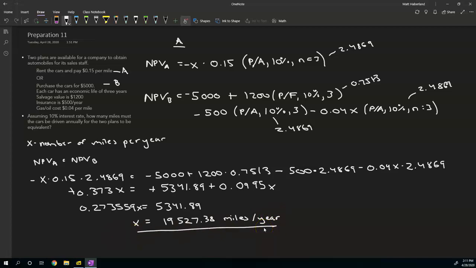So if we drive 19,527 miles per year, then these two options are equivalent. And we can intuitively see that below that, this is going to be much more expensive. If you drive 0 miles per year, then the net present value of option B is still going to be some 5,000, plus you're going to pay insurance every year. This is going to be expensive, whereas if you drive 0 miles per year with option A, you don't pay anything. But if you drive exactly this, then the two become equal, and if you drive more than that per year per car, then it starts making sense to have purchased the cars outright.